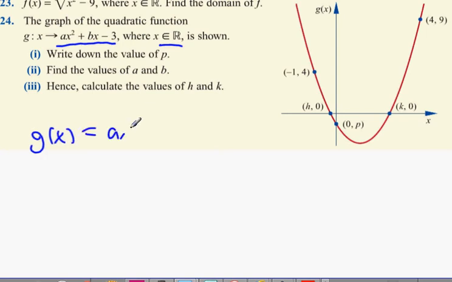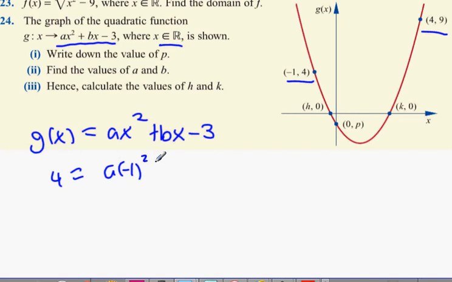Is there any 2 points that have both numbers in them? Like minus 1 and 4, 4 and 9. Remember, the y value is the g of x value. So 4 equals a times minus 1 squared plus b times minus 1 minus 3. 4 equals a minus b.